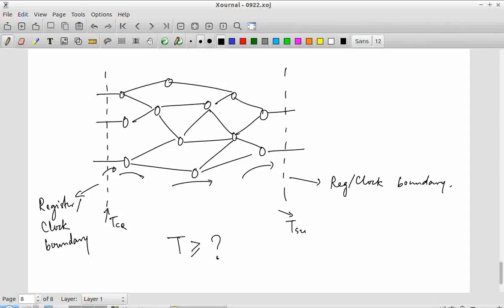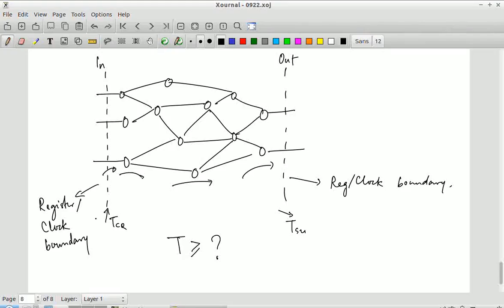Effectively what you need to do is find every single path from input to output and find the longest one among all of those. That is the correct way of doing the timing analysis over here. We need to go from input to output through every possible path in the circuit and find the longest path present. T must be greater than that longest path, because only then can I guarantee that the TCQ plus the delay through the combinational logic plus T setup will not have any timing violations anywhere. What do I mean by timing violation? There will be a setup violation because the data arrived too late or changed too close to the clock edge.